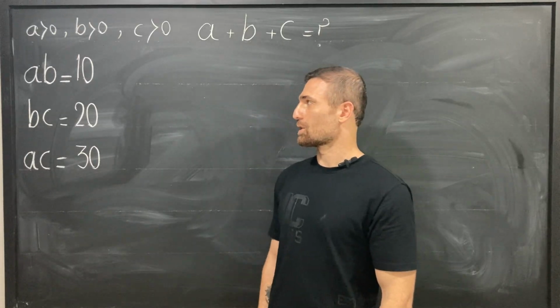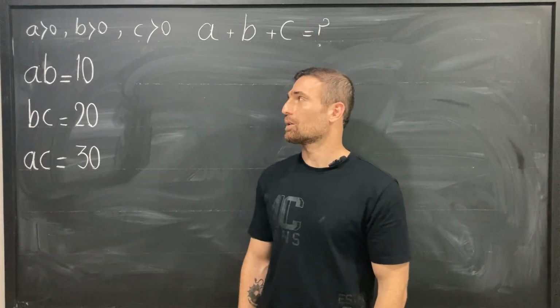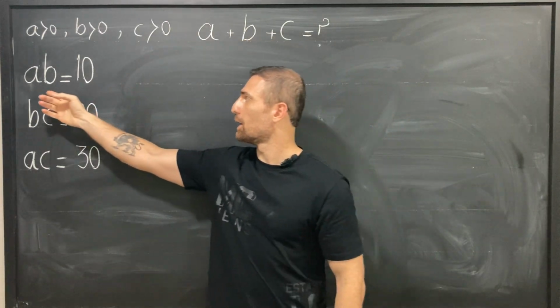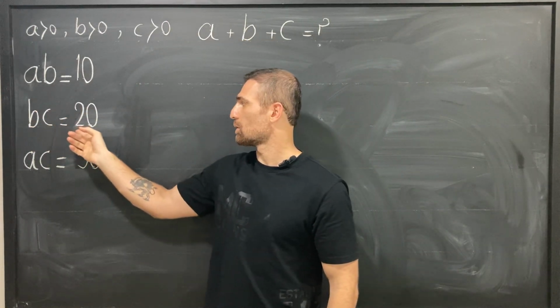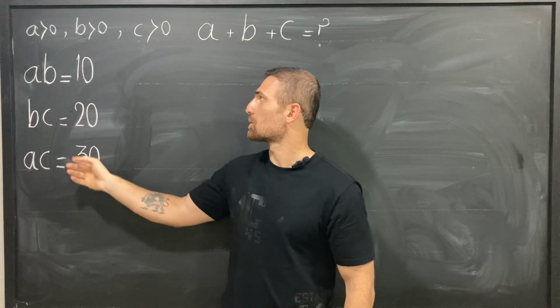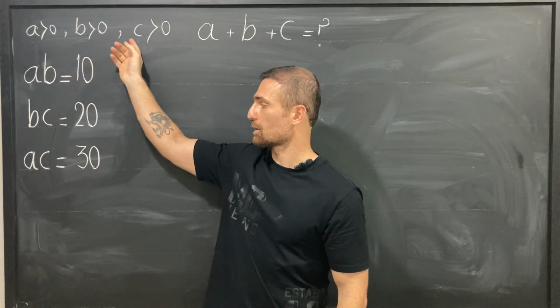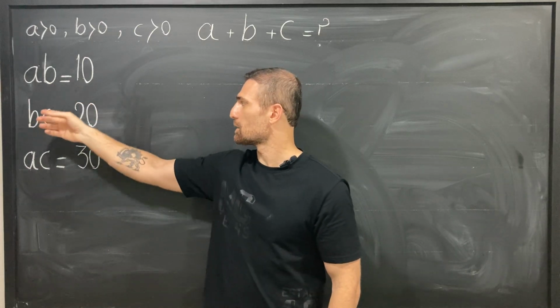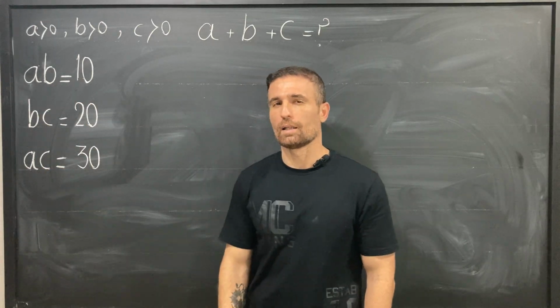But what is the question and where should we start the solution? The question says find the value of a plus b plus c, where ab is 10, bc is 20, ac is 30. Also a, b and c are positive numbers. I'm going to start my solution by multiplying these three equations together. Let's see what happens.